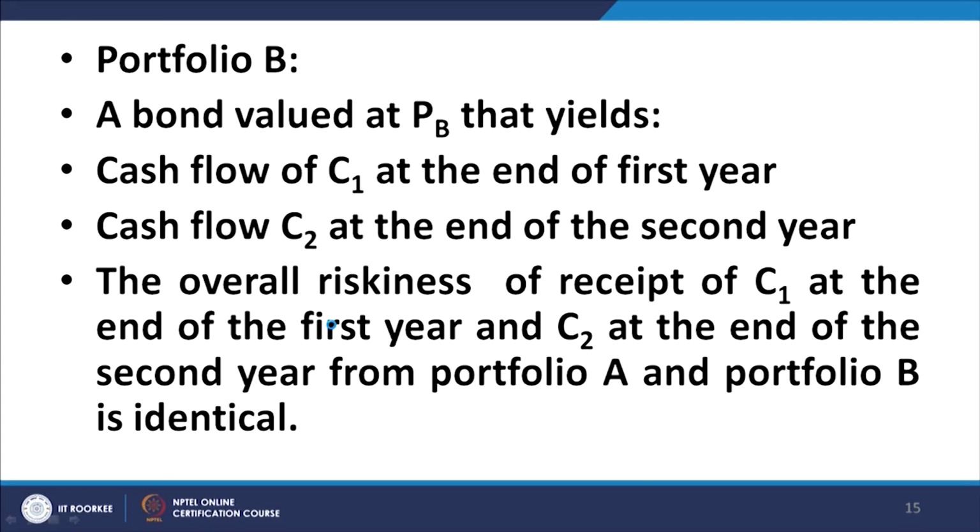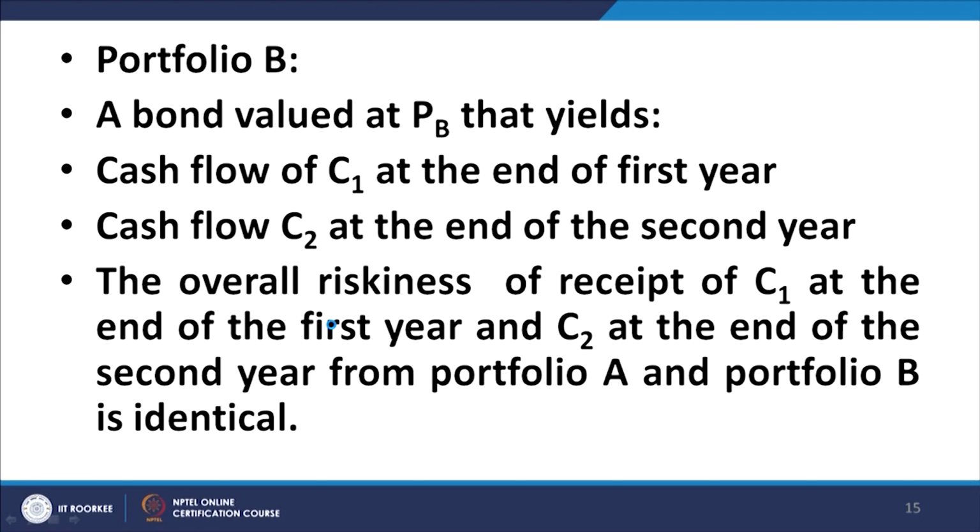So, as far as the riskiness of the cash flows is concerned, portfolio A and portfolio B are identical, and as far as the cash flows are concerned, we have made them identical as well. Both give you cash flow of C1 at the end of the first year and C2 at the end of the second year. What is the current value of portfolio A? It is P1 plus P2, and let us assume that the current value of the bond, portfolio B, is PB.